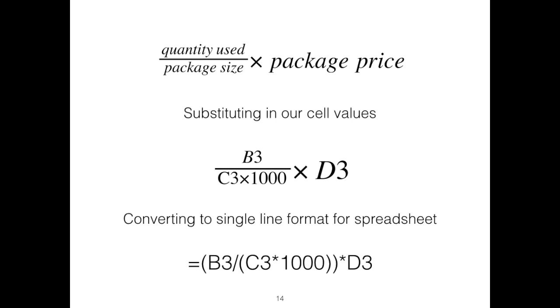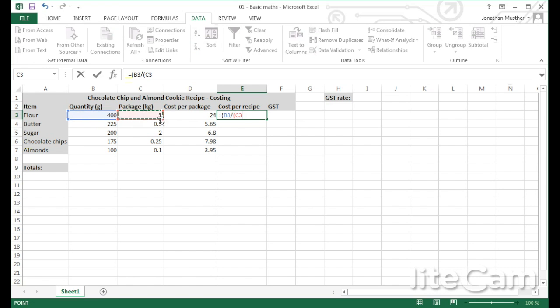If you don't care about the maths and how we derive this, then just don't worry about it and trust us that the correct formula you need to put into the cell in column E in order to calculate the cost per recipe for the flour, say in E3, is equals open bracket B3 slash open bracket C3 times 1000 close bracket times D3. The reason we've got the multiplied by 1000 in there is simply to change between grams and kilograms, and kilograms to grams, sorry. And again, if you care, then you'll understand, and if you don't, worry about it.